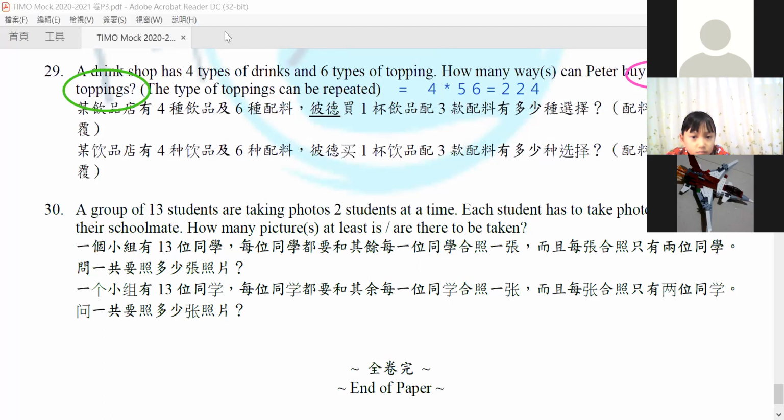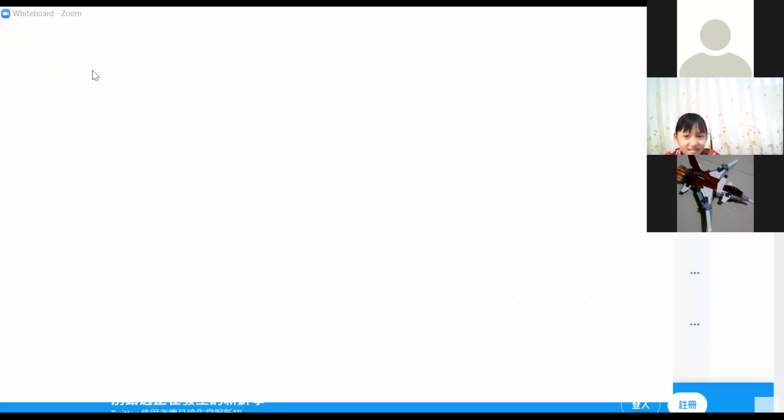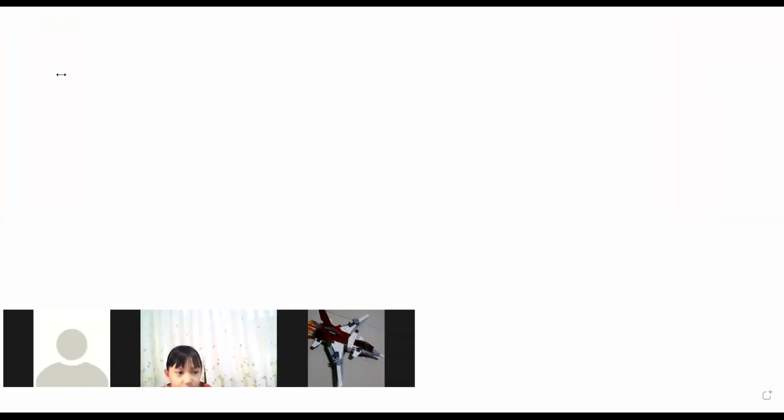Now, let me tell you why this should be 224, but this is tedious, so bear with me. We need to list them all out. How many ways are there for us to choose the toppings? Suppose there are six different toppings, which we will name A to F. Now we will see how we get the number.